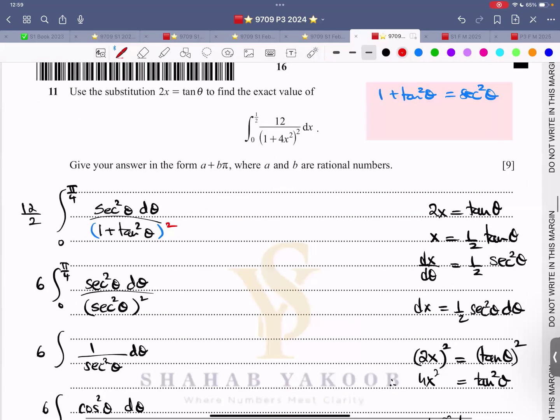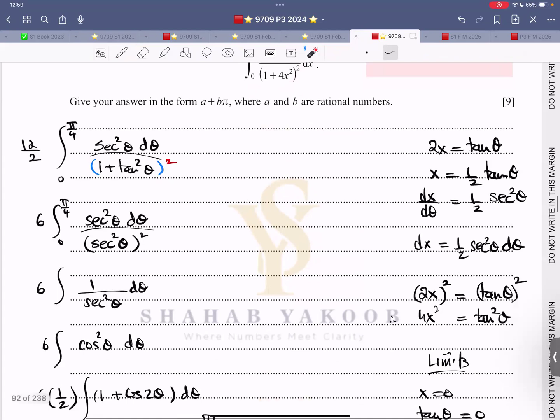Now, this question number 11, what does it say? Use the substitution 2x equals tan theta to find the exact value. I'll be using this identity. And the limits are 0 and half, 12 over 1 plus 4x square dx. Give your answer in this form where a and b are rational numbers.